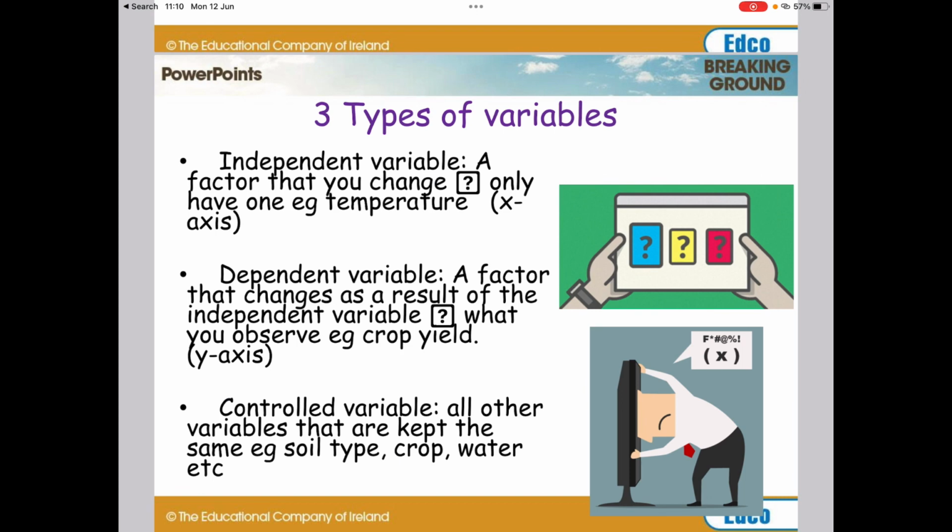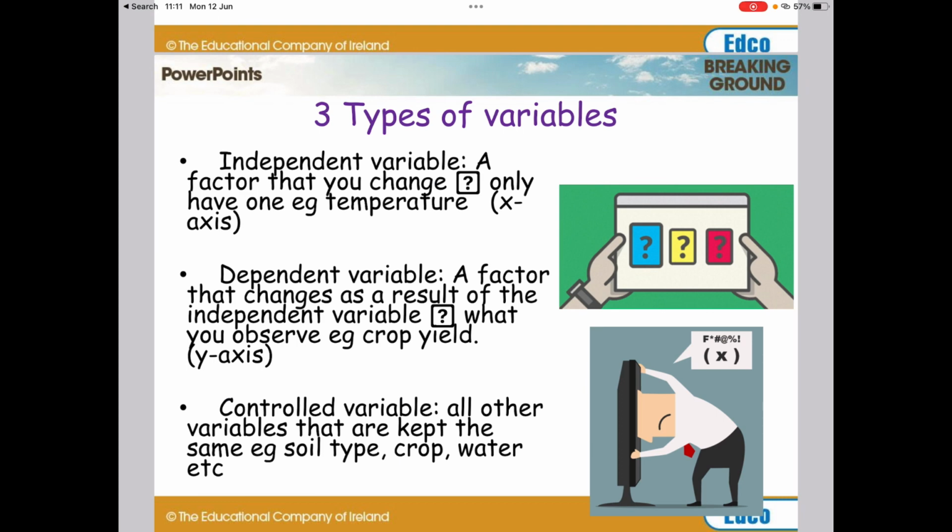So it could be temperature, it could be soil type, it could be type of milk, it could be anything. Okay, so your independent variable is what you change in the experiment. Your dependent variable is what changes as a result of the independent variable. So I always tell them that your dependent variable is what you measure. Your independent variable is what you change. Your dependent variable is what you are measuring.